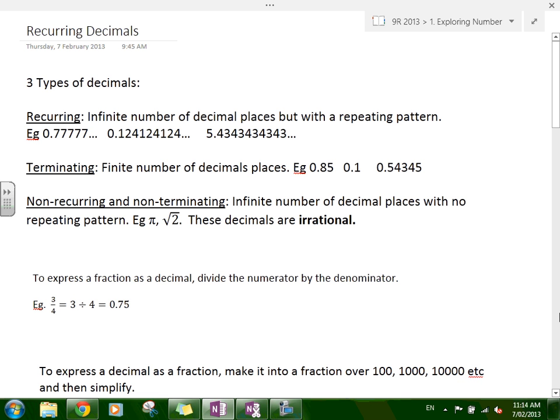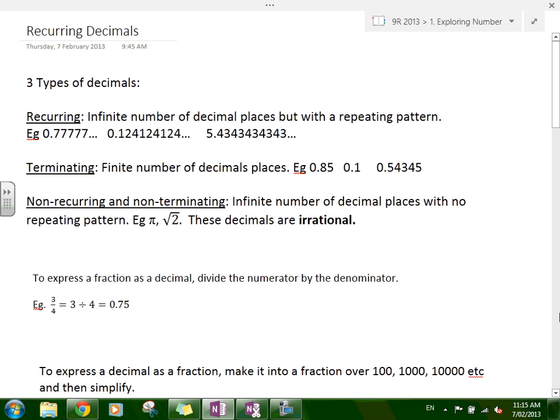And then the third type is non-recurring, non-terminating. And this one is an irrational number. There's an infinite number of decimal places. They go on forever, and there's no set pattern. At points, they may look like there's a pattern, but there's never a repeating pattern across the whole line. It's just kind of random, and it just keeps going. So that's an irrational number, so non-recurring and non-terminating.